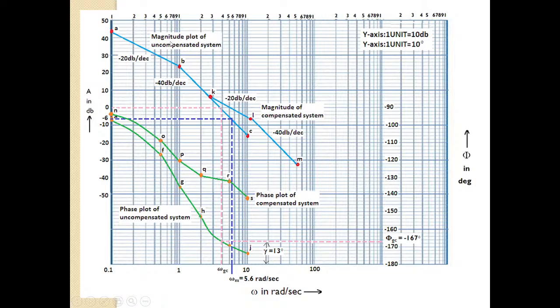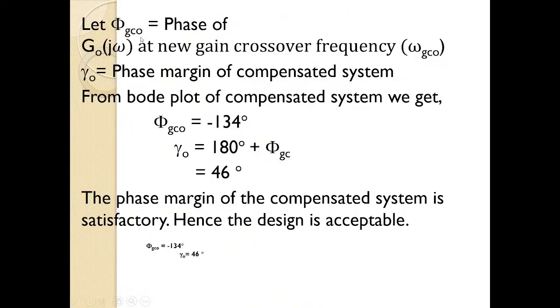Okay. So magnitude plot for uncompensated, magnitude plot for compensated, phase plot for uncompensated, phase plot for compensated. So let us consider phi GC naught is the phase of G naught of j omega at the new gain crossover frequency omega GC naught. So phi GC naught is the phase at omega GC naught, and gamma naught is the phase margin of the compensated system. Now once again, similar to our previous case, as we have determined the phase phi GC for uncompensated, now let us determine phi GC naught.